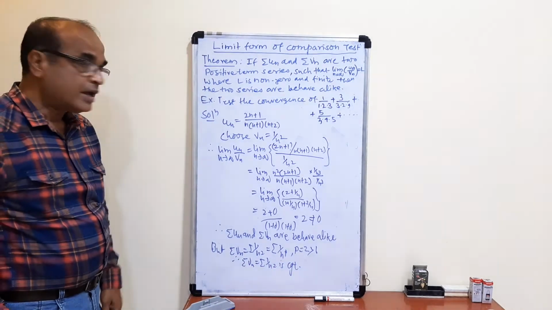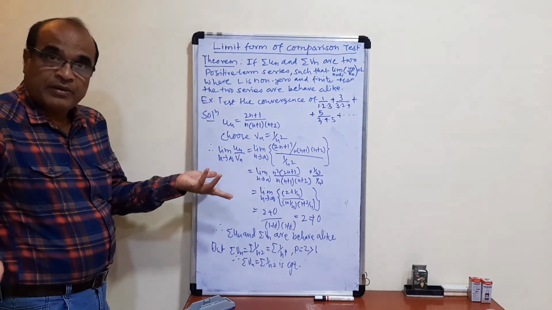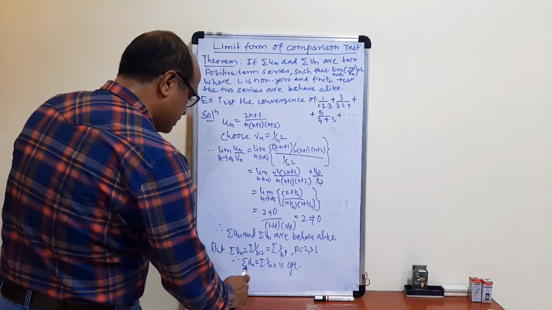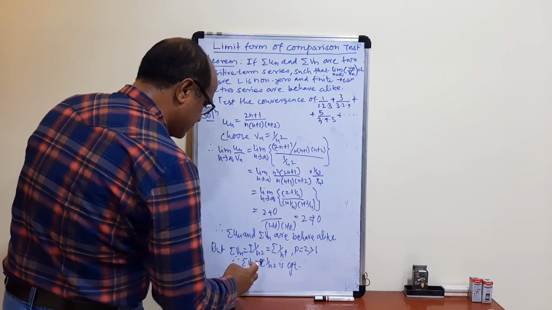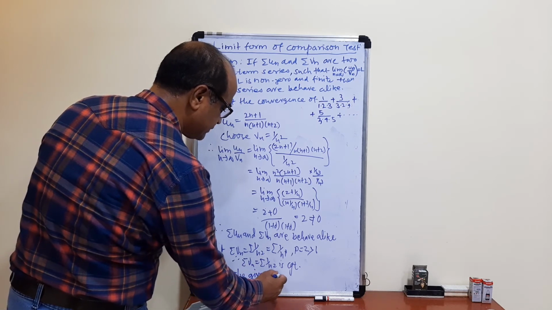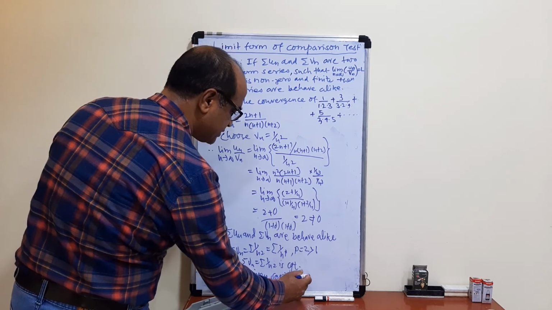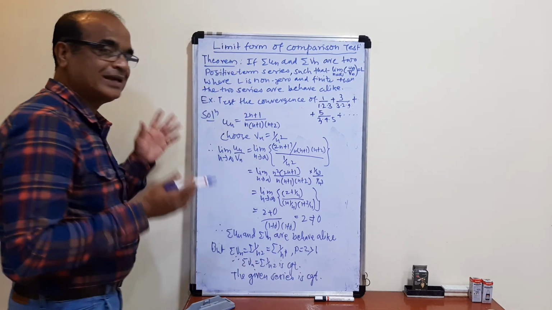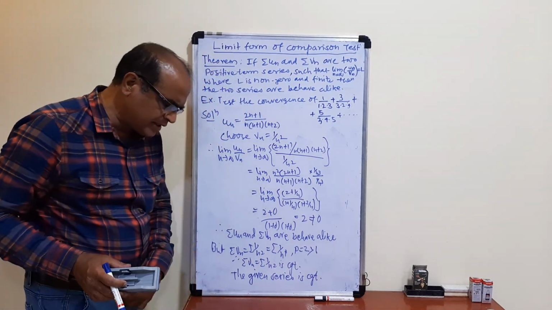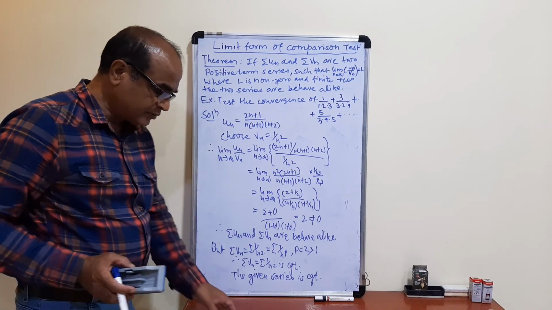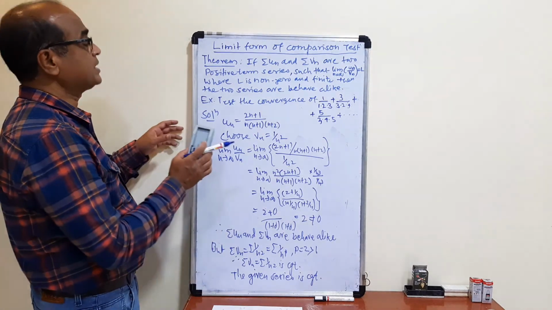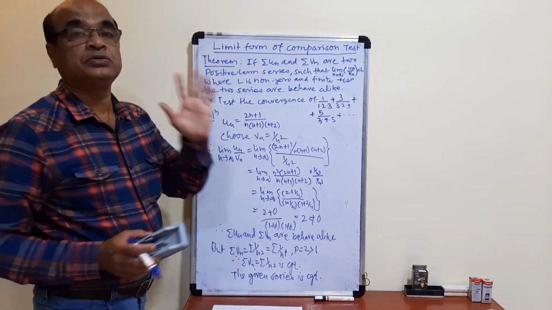Then by the comparison test, behave alike means if this is convergent, then the given series is also convergent. Therefore, the given series is convergent. Hence the example. So these are very simple examples solved using the limit form of comparison test. Now we discuss comparison test 2.